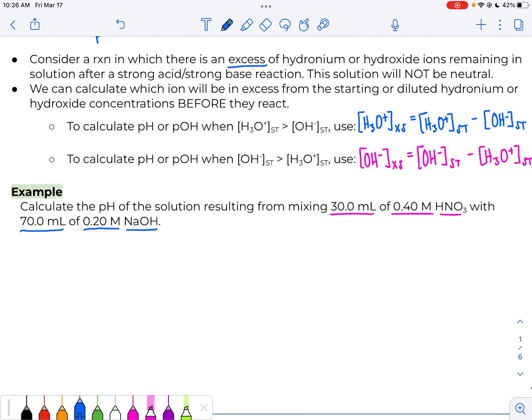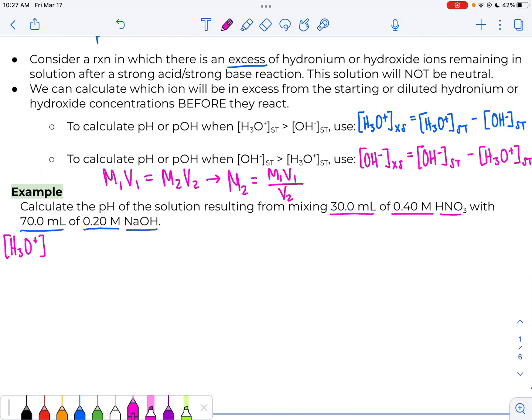So before our reaction happens, we're mixing these two solutions, which means we have to do a dilution equation really quick to figure out what the new concentration will be once mixed before the reaction happens. So let's start out with doing this for our hydronium, H3O+. To do the dilution, we need to use our favorite formula, M1V1 equals M2V2. What we're trying to solve for is our new molarity. So M2 is equal to M1V1 divided by V2. So let's calculate this out.